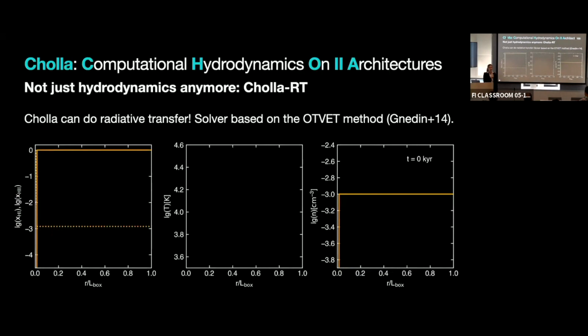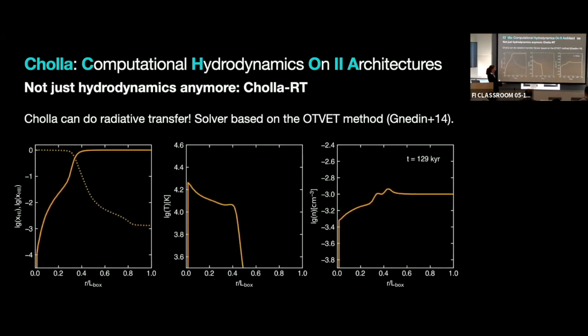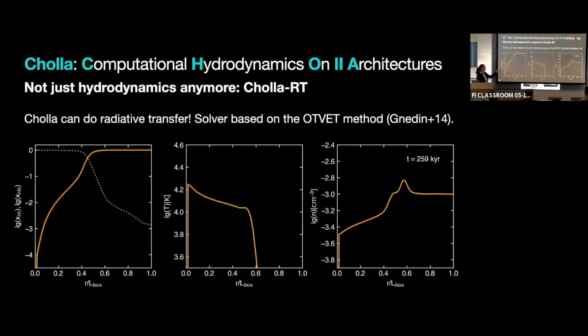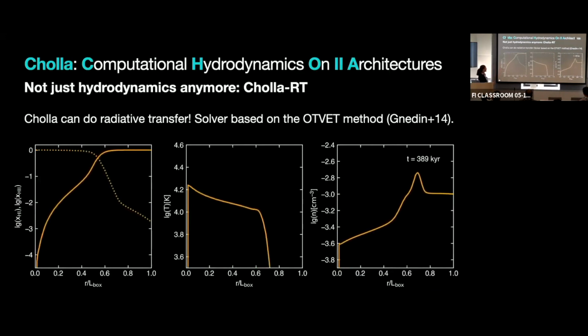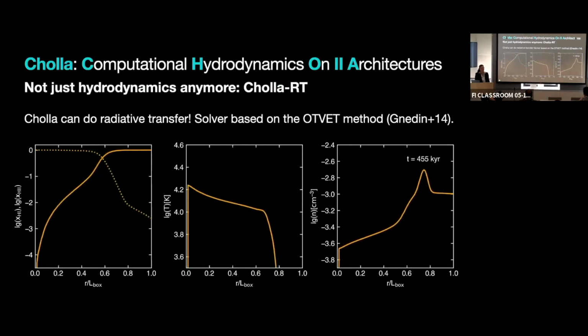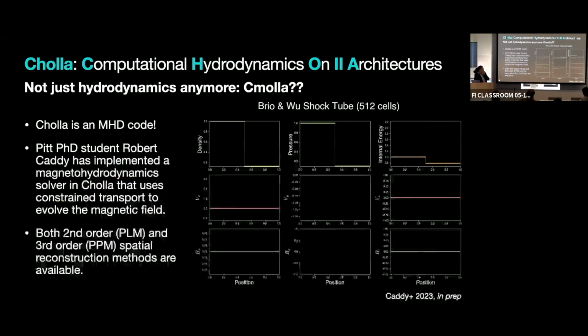To do that project better, we need radiative transfer. And Cholla can do radiative transfer now. In a parallel effort, we've been adding a radiative transfer solver. It's based on Nick Gnedin's OTVET method. I know it looks not that amazing compared to the simulations you just saw, but I'm very proud of this propagating ionization front, right? This is fully coupled radiative transfer with hydrodynamics, and it's very fast because, again, it's all done on the GPUs.